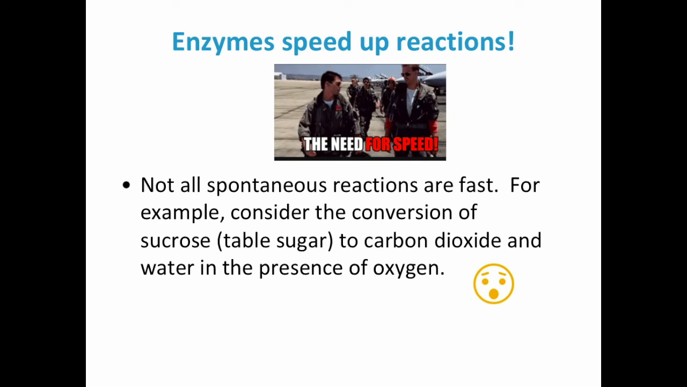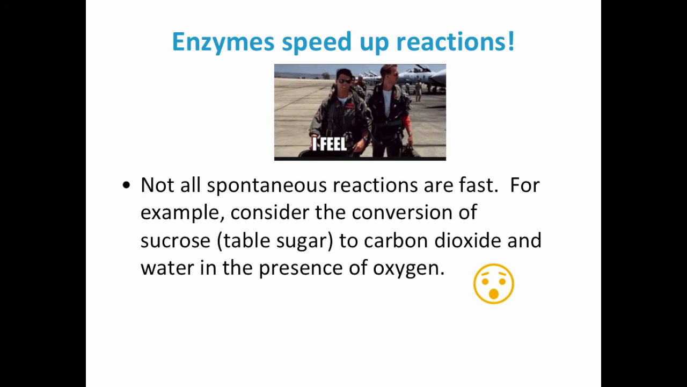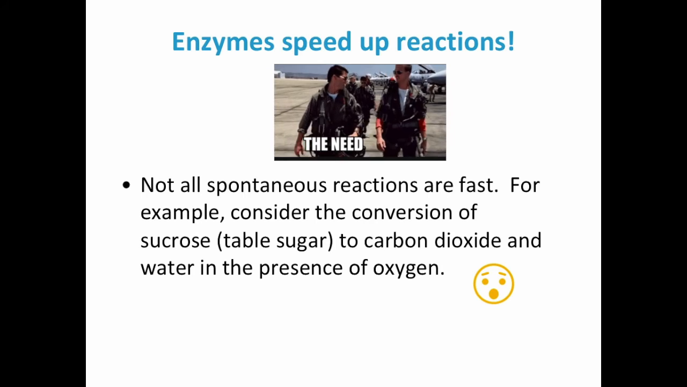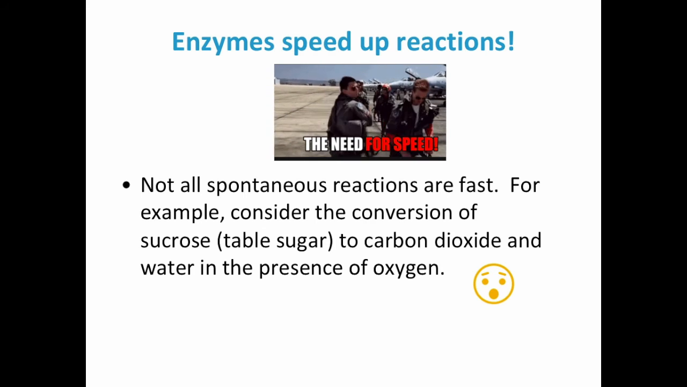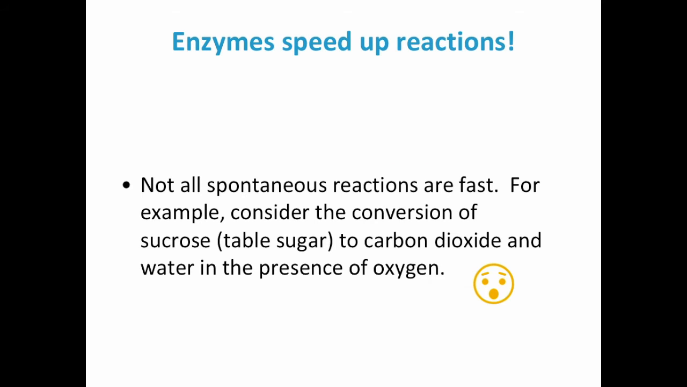Need for speed. Enzymes speed up reactions. Not all spontaneous reactions are fast. For example, consider the conversion of sucrose, known as table sugar, to carbon dioxide and water in the presence of oxygen. This is a highly exergonic process which releases the free energy that we use to think, move, taste, and see. However, a bag of sugar can remain on the shelf for years without any obvious conversion to carbon dioxide and water. How is that possible?